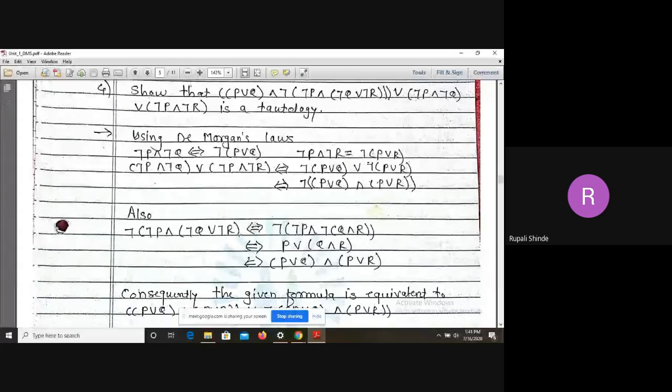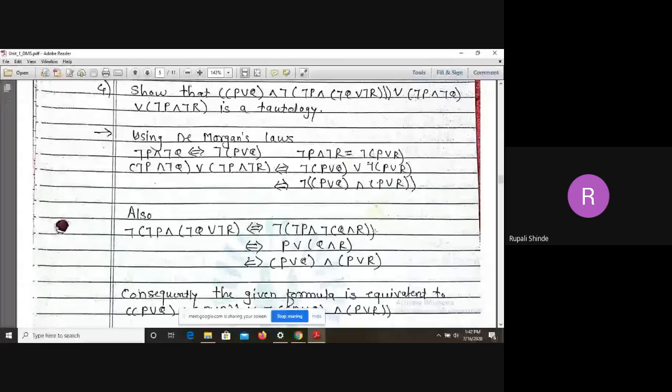Okay. So here again we can take this negation outside from these two terms as negation of Q and R. Here 'or' is there, but if you take this negation outside, then this 'or' becomes 'and'. So negation of negation P and negation of Q and R.